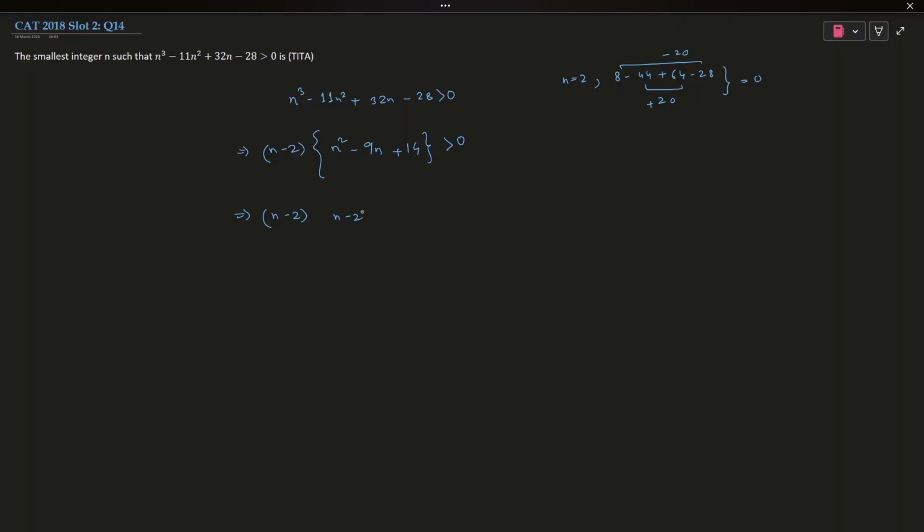Okay, so (n − 2)(n − 7) is greater than 0. I have used the wavy curve method, guys. I have explained this method, the wavy curve method, in my algebra topics.